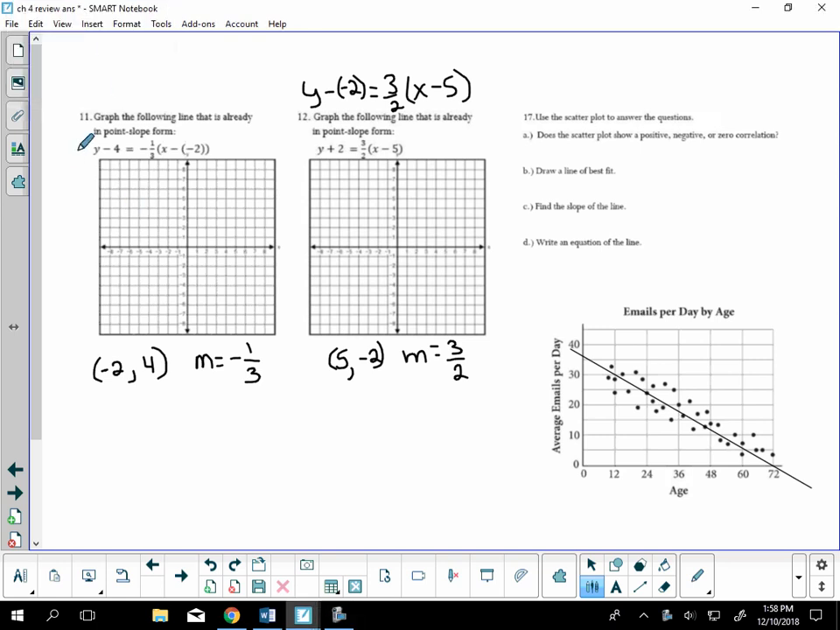All right, on these, they're asking you to graph the following line, and it's already in point slope form. So what I did was I pulled out what the point was. My x-coordinate is -2. My y-coordinate is 4. It's whatever's being subtracted from those.